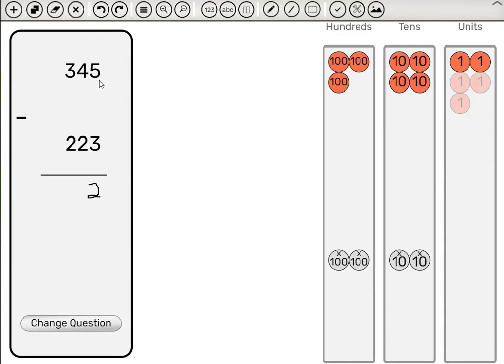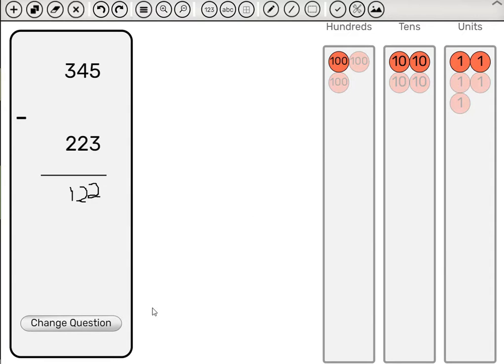Let's move on to the tens. 4 tens minus 2 tens gives us again 2. And we'll do the same here. And 3 minus 2, 1. And the same thing with the hundreds. And we can see the final answer, 122. And here in the visual part, 100, 2 tens, and 2 units.